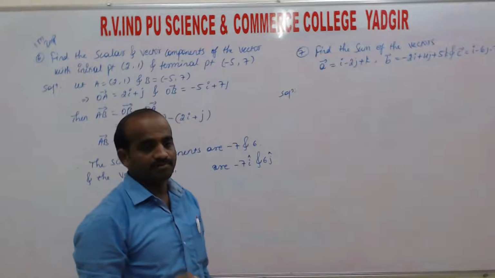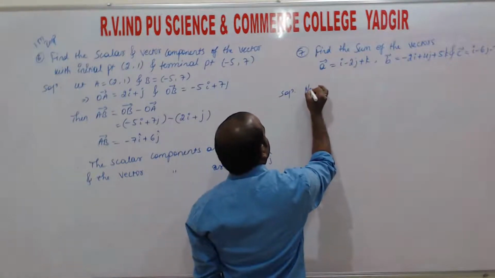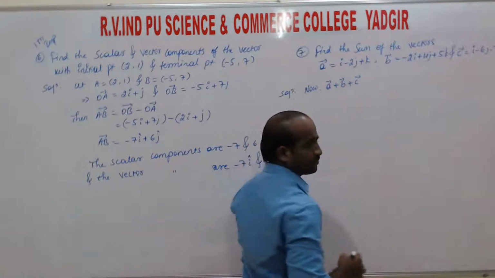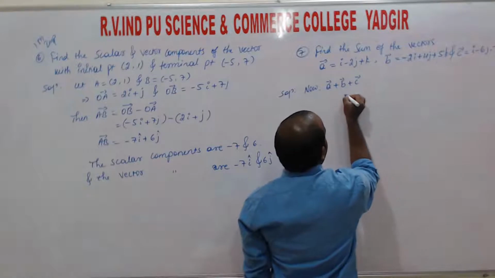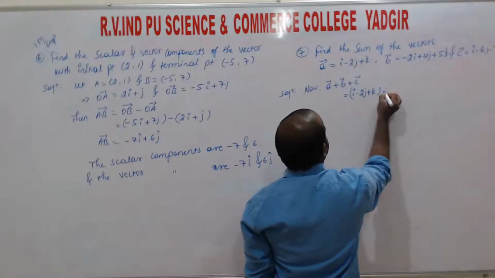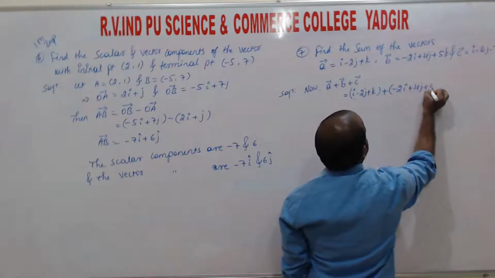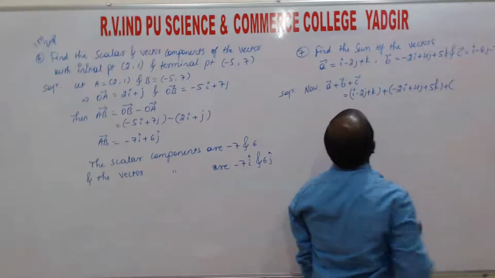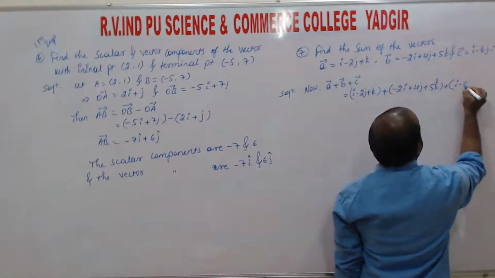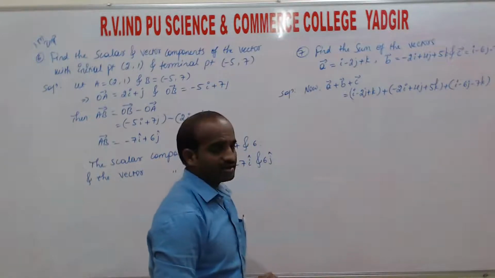Then find out A plus B plus C. Now, A vector plus B vector plus C vector is equal to A vector, i minus 2j plus k, plus B vector, minus 2i plus 4j plus 5k, plus C vector, which is i minus 6j minus 7k.